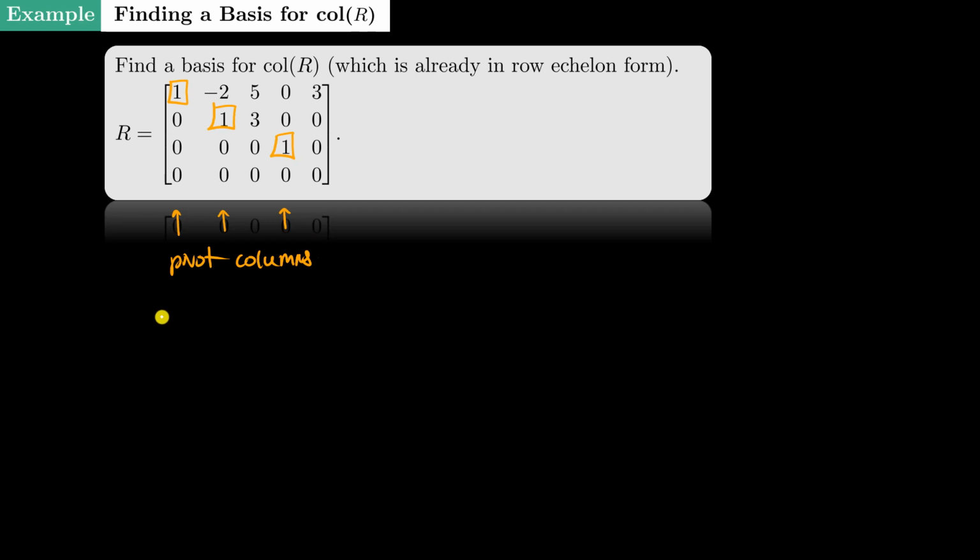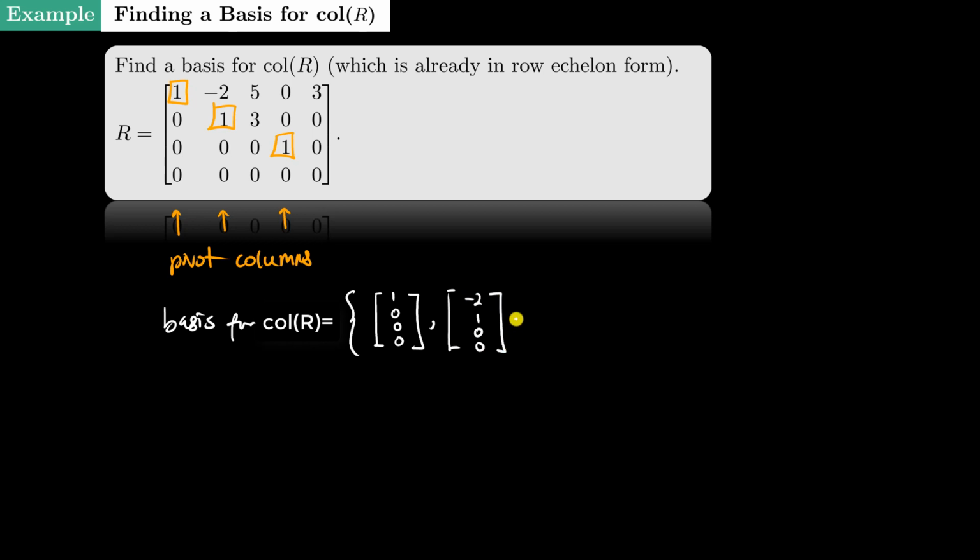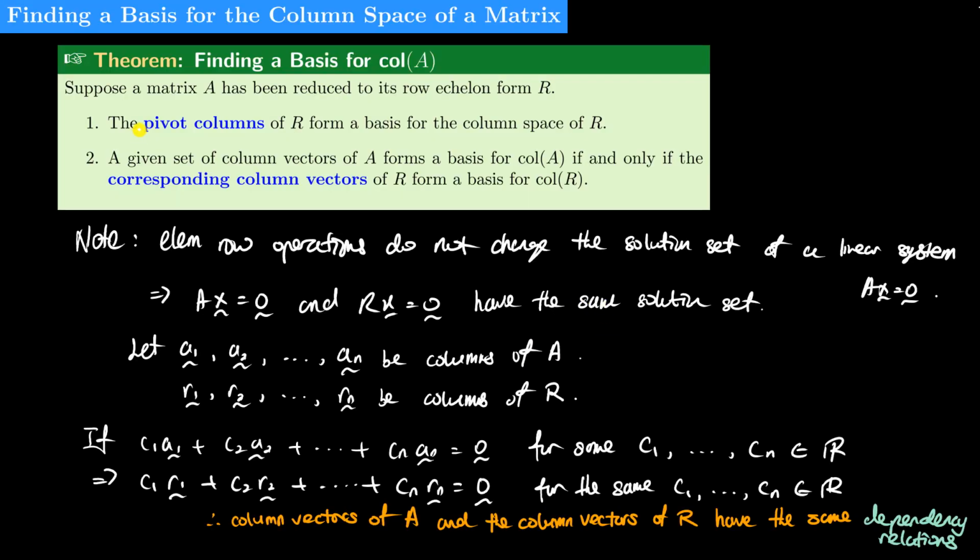Therefore, a basis for R is given by the first column vector 1, 0, 0, 0, the second column vector -2, 1, 0, 0, and the fourth column vector 0, 0, 1, 0. This is a consequence of point number 1, which was discussed earlier. The pivot columns of R form a basis for the column space of R.